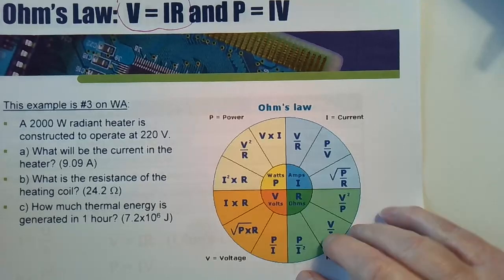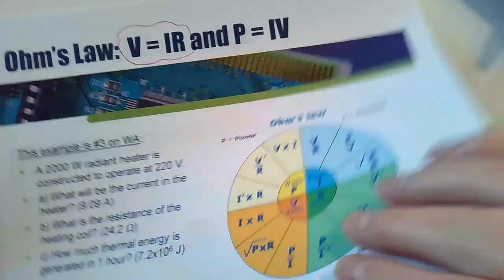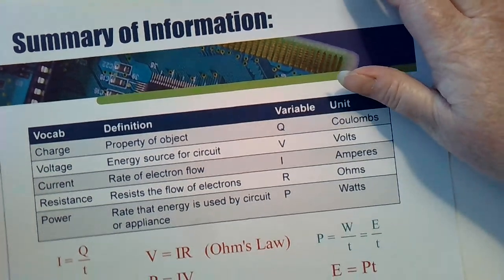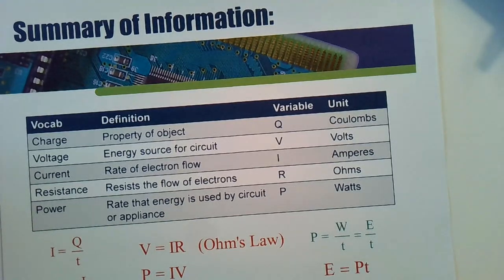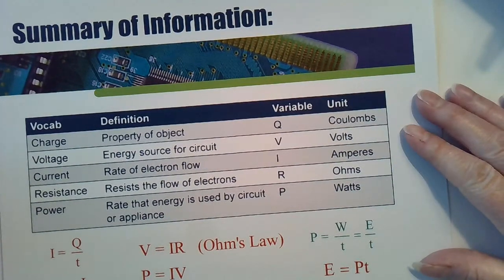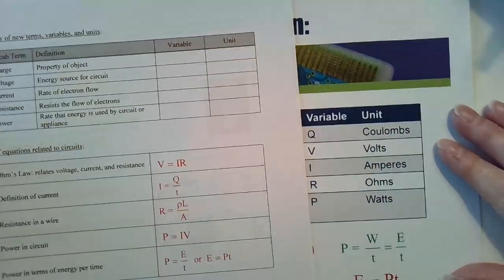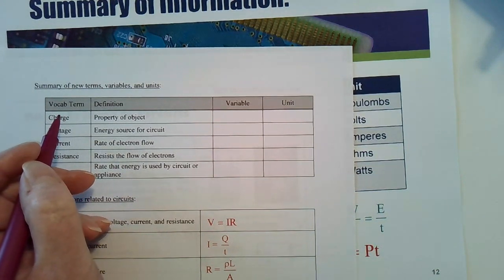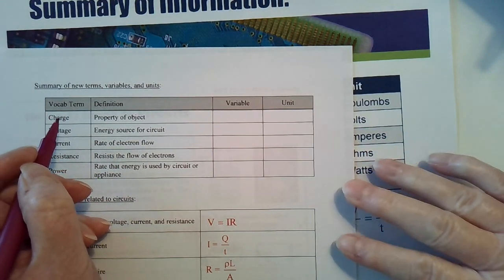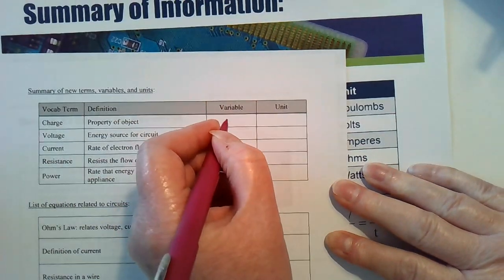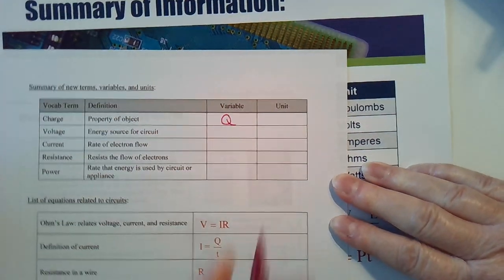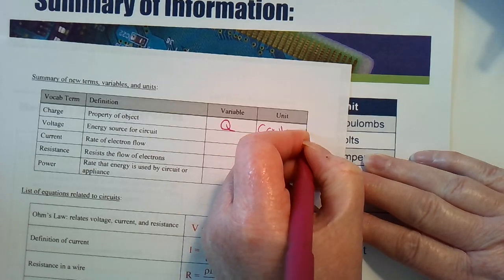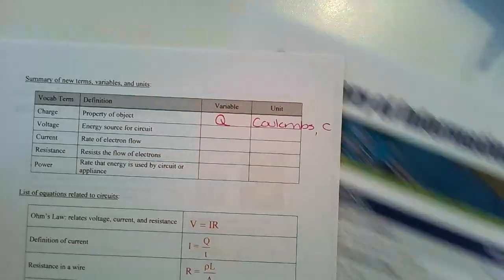All right, so in summary, I want to do a problem with you in a moment, but on the next page, the hard part about this lesson is we have a whole bunch of new words and variables. So let's buzz through them real quick. Charge: we are now going to have electrons marching around our circuit, but these are still charges. The variable for charge is Q, and we measure that in coulombs, which is a C.